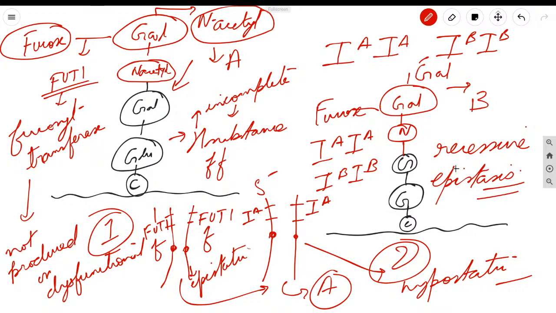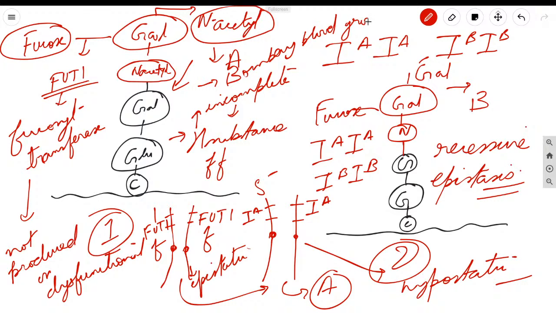Epistasis by a set of recessive genes on one chromosome is able to suppress the set of another gene which are dominant and present on some other chromosome, in the human blood group H substance. And this is also known as Bombay blood group. A very rare blood group known as the Bombay phenotype.